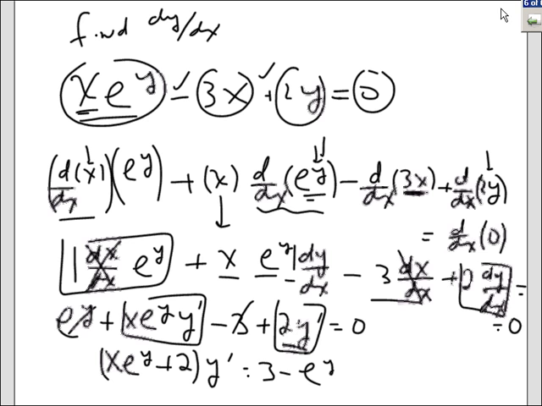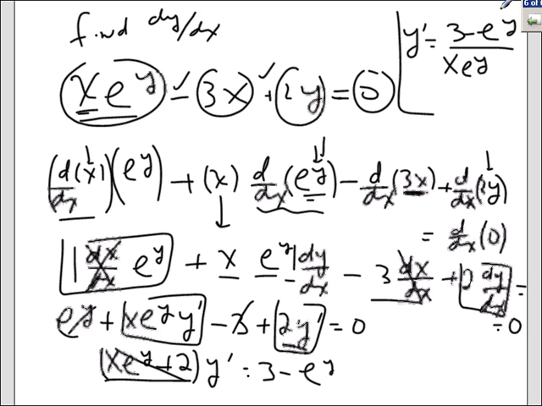And then in the top right corner, I just divide by x e to the y plus 2 on both sides. The left side just gives me y prime. That's why I divided by this. The right side will just give me what the right side was over x e to the y plus the number 2. And there's your answer.